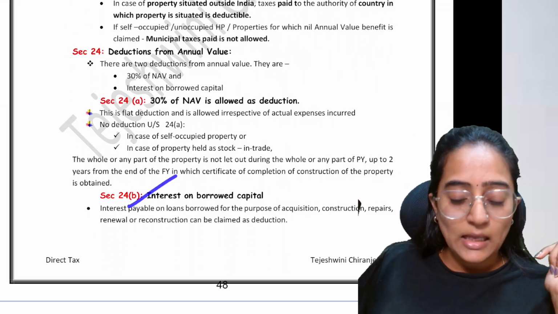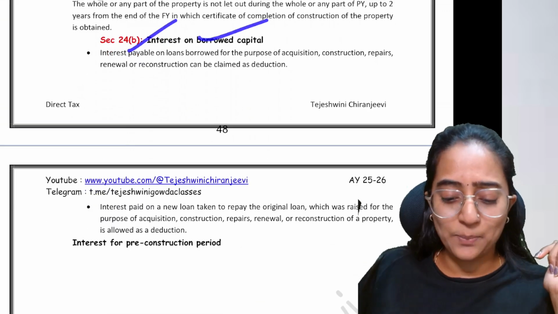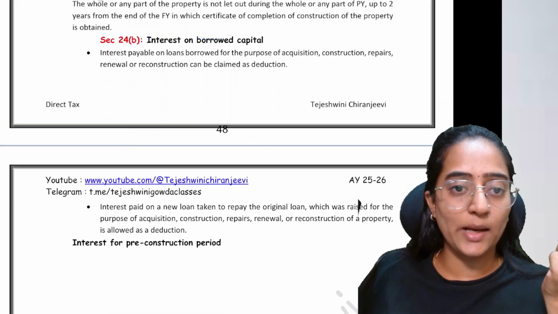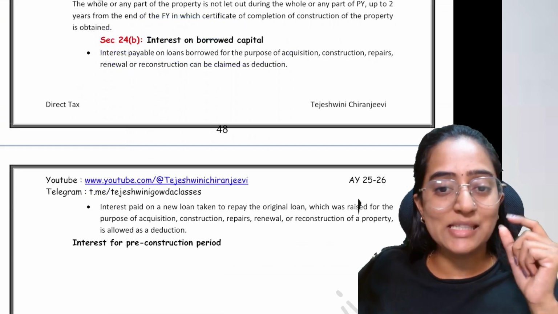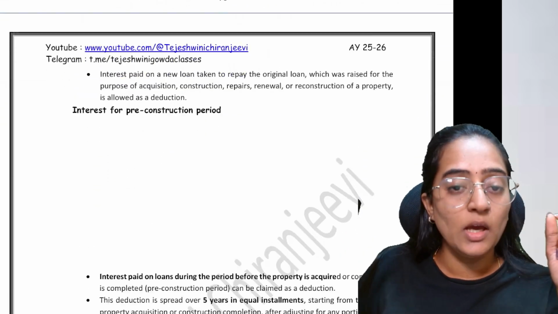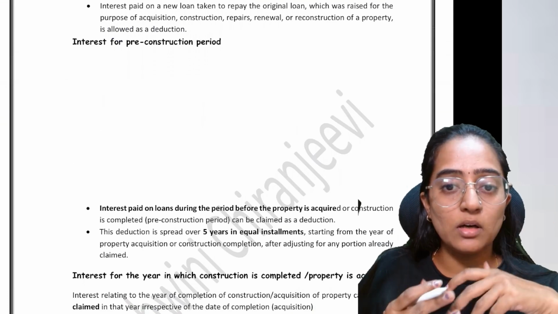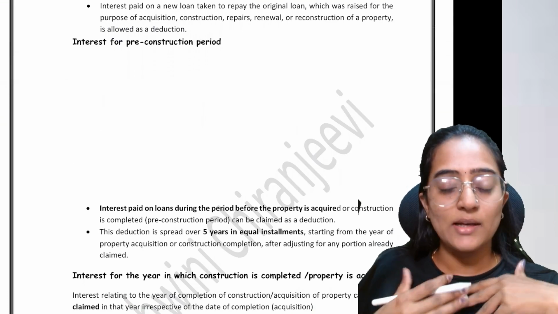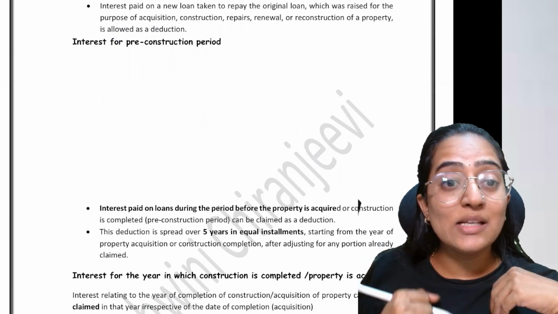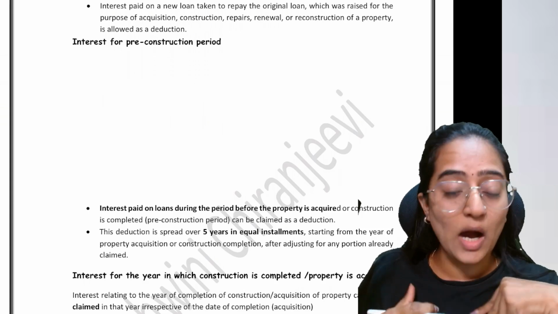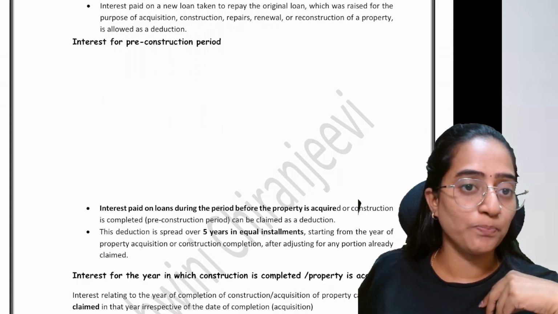Correct. And in case of 24B, interest on borrowed capital, this is the most important thing in this entire point. Okay. Section 24B means interest on borrowed capital. I have borrowed some 10 lakh rupees. Now I have to pay the interest. How does this interest start and how do you consider this interest would be the point.